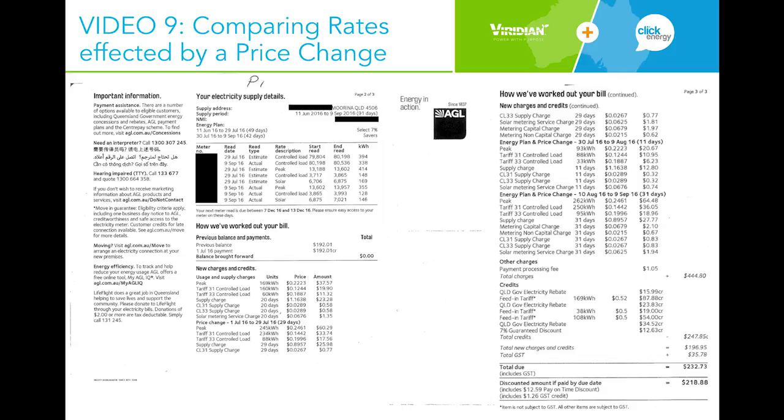Now, as an associate, if you haven't had much experience in the energy industry, we wouldn't expect you to see this bill and to be able to do a full bill comparison quote for the customer. Because as you can see, not only has there been a price change on this bill, this customer has a peak tariff, a tariff 31, a tariff 33. They also have solar. They are also receiving a discount from their current provider. They also receive a government concession. This is like all the difficult points at once being condensed onto one bill.